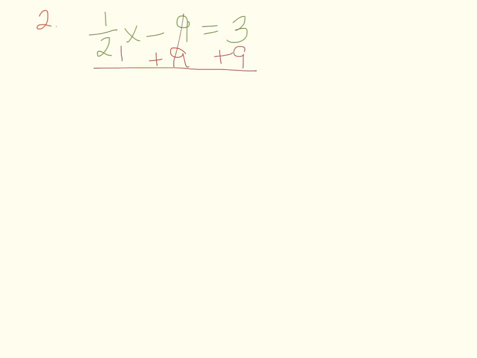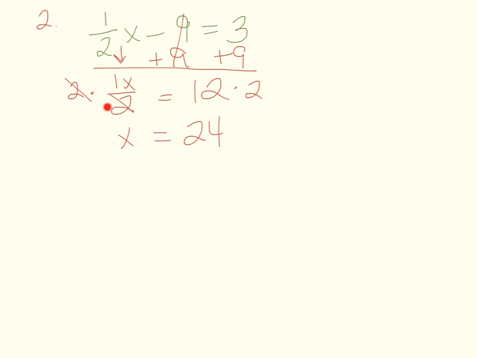I'm going to bring the 1/2 x down, and I'm going to rewrite it just like I did in the first problem that we did today: 1x over 2 equals 12. Now I want to get rid of that divided by 2, so I'm going to multiply by 2 on both sides. Cancel, cancel. X is going to equal 24.